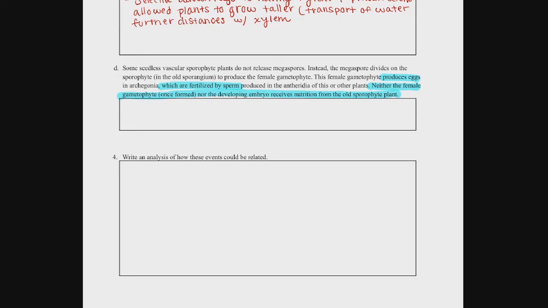So the embryo is not equipped with this food store, and it's not equipped with the coat that helps with periods of non-germination. But this recognizes the transition into a seed that was dependent on a parent sporophyte plant.